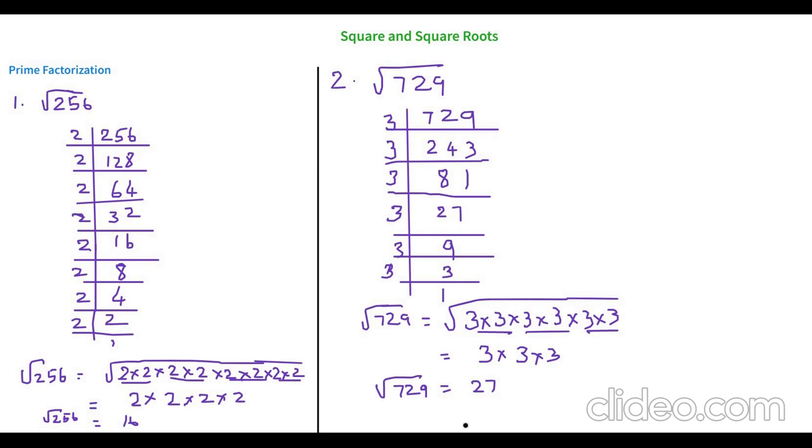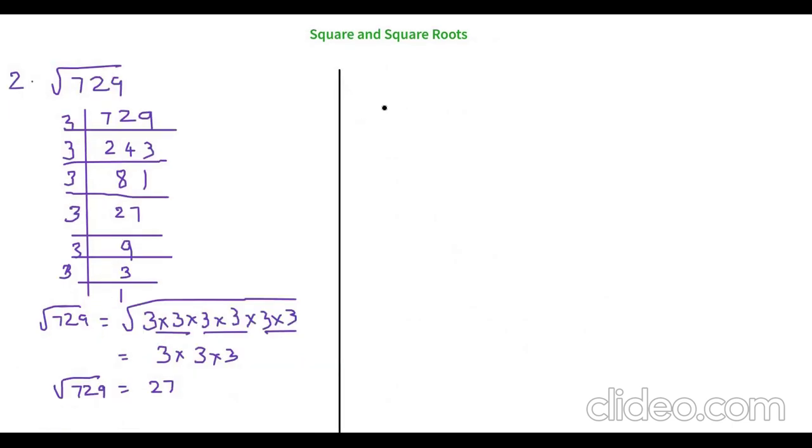Isn't it easy? Let's see another bigger number using the prime factorization method. The third example is 7,225. We have to find the square root of a bigger number. Let me write that number here: 7,225. As you can see, the last digit is 5.